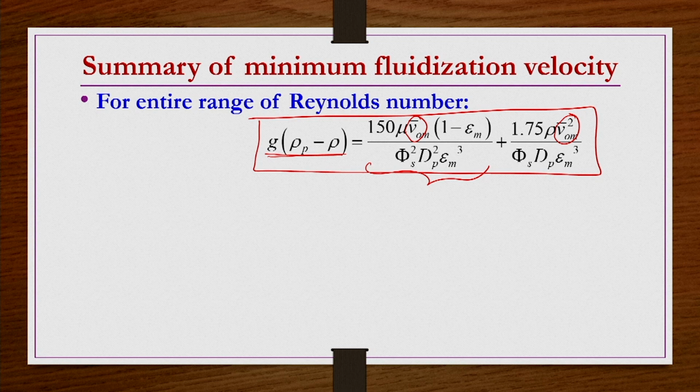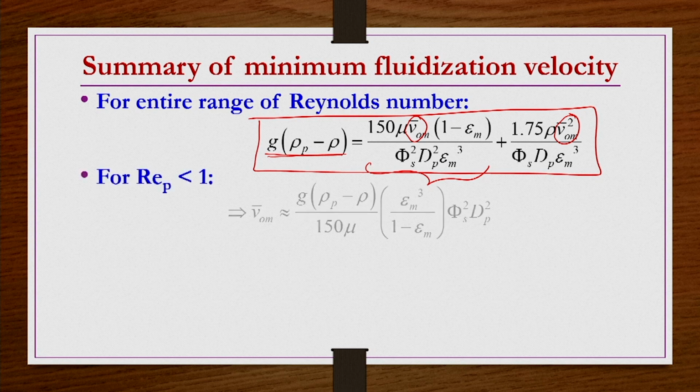We know that on the right hand side the first term indicates the viscous losses, and the second term indicates the kinetic losses. Viscous losses are predominant at small Reynolds numbers, and kinetic losses are predominant at large Reynolds numbers. So, to simplify and develop the mathematical equations for Re p less than 1, we took the left hand side equal to the first term of the right hand side, and then we simplified. So, then we got this equation.